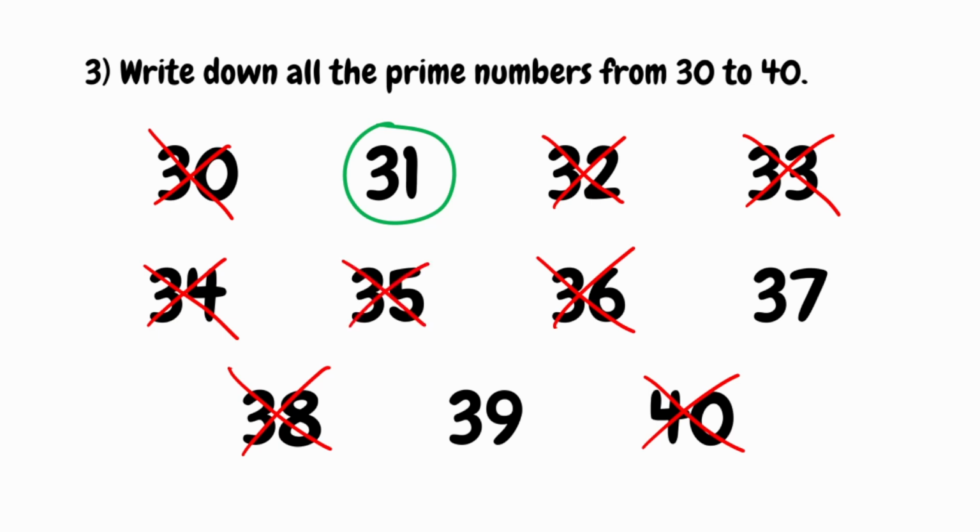Okay, we then look at 37. Well, 37 would be a prime number, as the only factors of 37 are 1 and 37. And then we're looking at 39. Well, we can do 1 times 39 to make 39, but we can also do 3 multiplied by 13. So 39 is going to have more than 2 factors, so it would not be a prime number. So the only prime numbers from 30 to 40 would be 31 and 37.